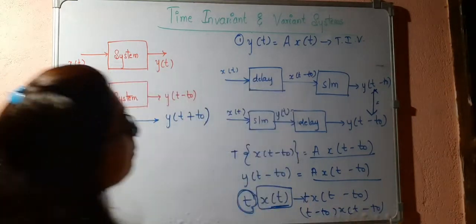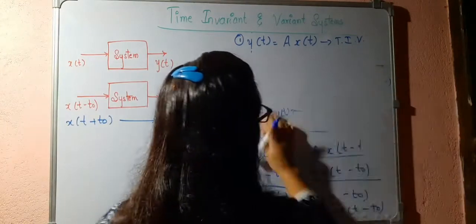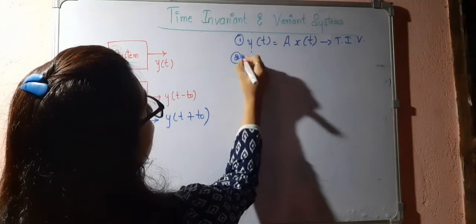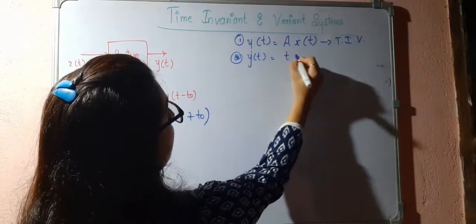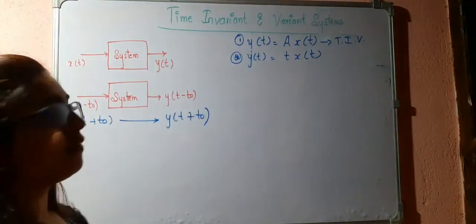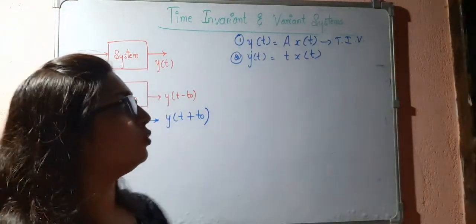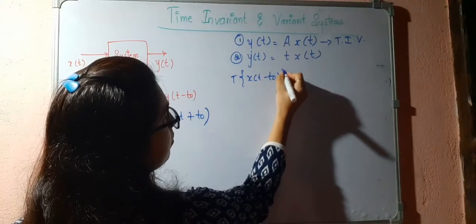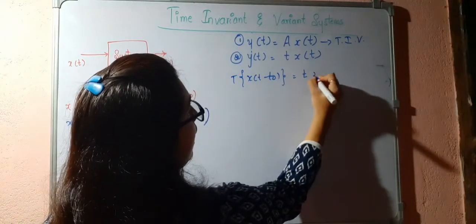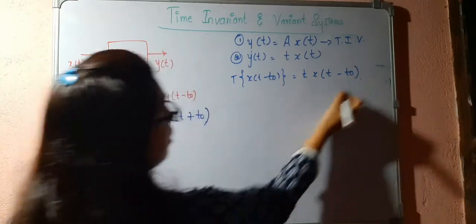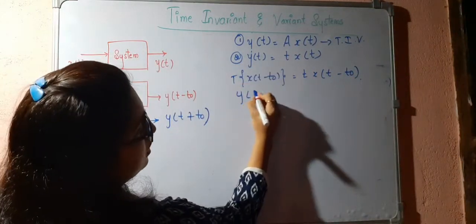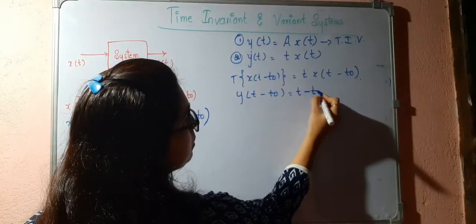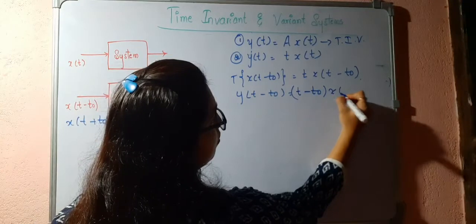I will take this example now. The second one, y of t is equal to t x of t. So first I will pass the signal x of t through the delay. That means I will be getting t x of t minus t naught. Now I will pass this output through the delay. That time every t term will be replaced by t minus t naught.